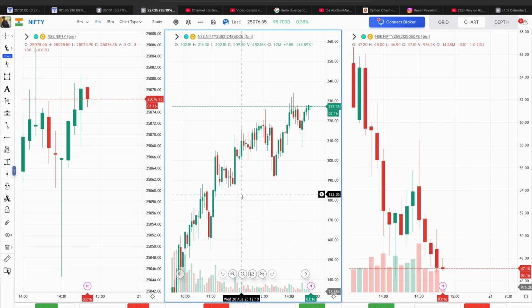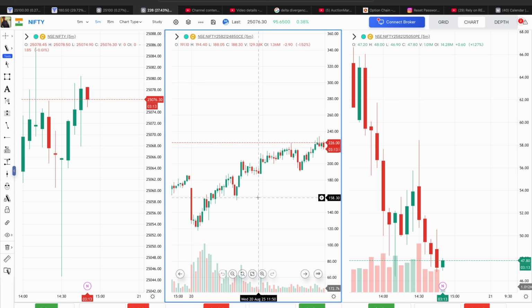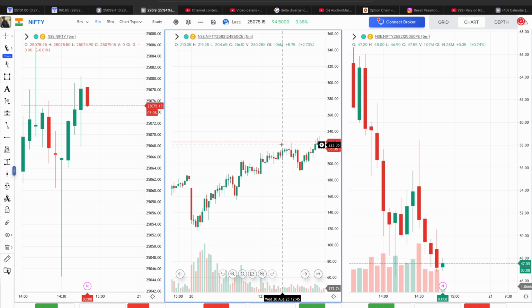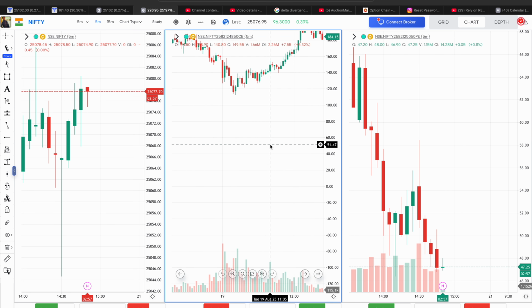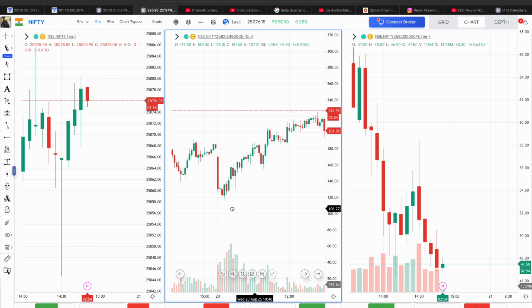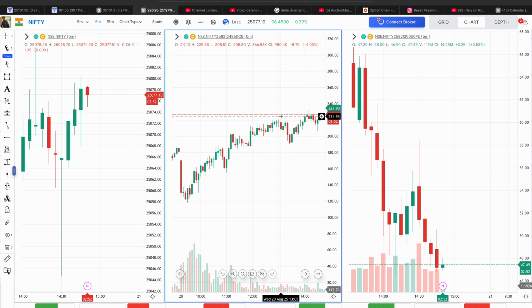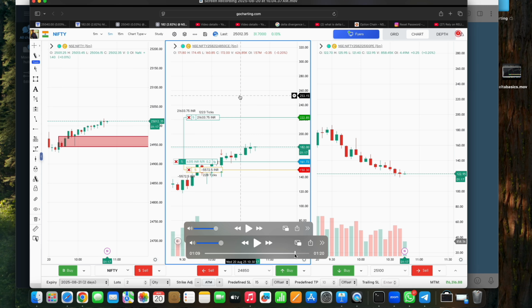So this particular call option, I entered somewhere around here, this position. Okay, and 20, 222. This was my take profit zone. As you can see here, 222 was my take profit zone. As you can see in the video, 222 was my target, and I have successfully achieved that target, and my profit was somewhere around 21,000 for today's trade.